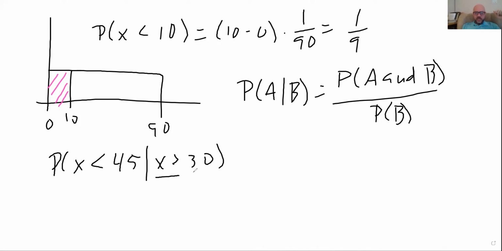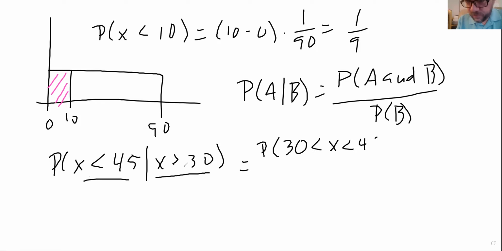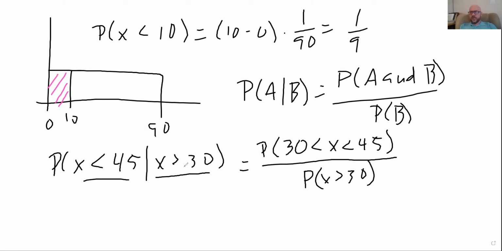So I'm going to restrict myself only to this, like that's my restriction. And then within that, I want to know the probability of this. So this is going to be the probability that x is less than 45 and greater than 30, which another way to write is that x is between 30 and 45. So it's smaller than 45 but bigger than 30, and x is somewhere in here. This is the probability that x is between 30 and 45 seconds divided by the probability that x is greater than 30. So those are the things that we have to find.